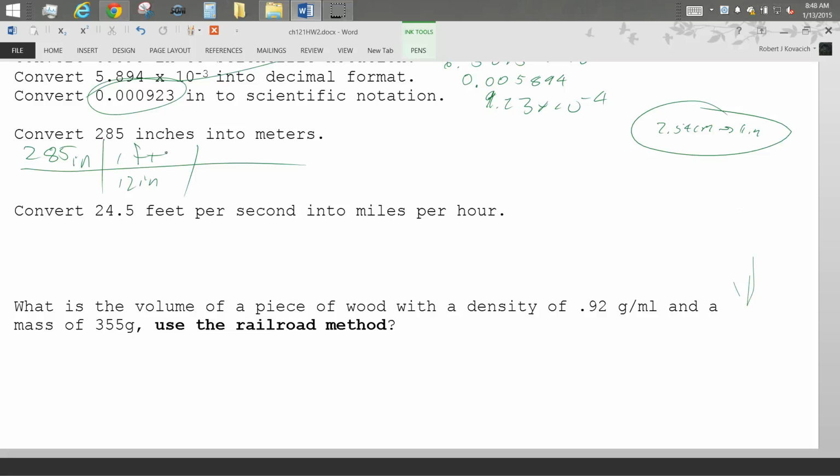I don't have that problem over here. There is no wiggle room for 12 and 1. It is 12 and 1, period. It's never going to be 12.1. It's never going to be 11.9. It's only ever going to be 12. So using this, I don't have to worry about the significant figures because there is no inaccuracy in that conversion.